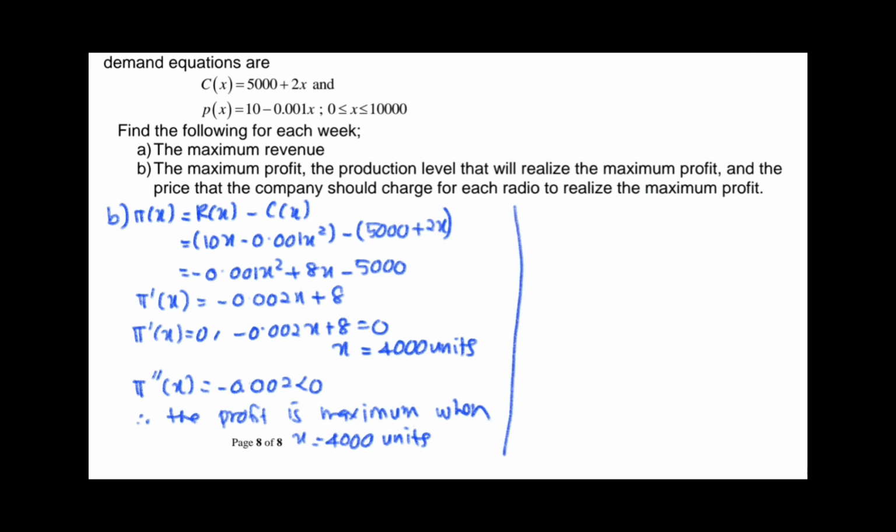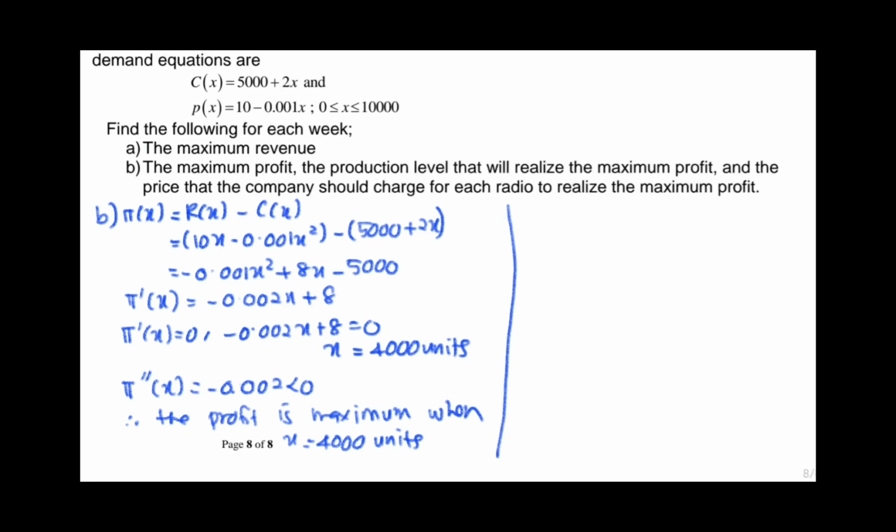And then the question asks for the maximum profit. Then we have to find the maximum profit. The maximum profit is the profit when x equal to 4,000. Then we substitute x equal to 4,000 into the profit function. So we have negative 0.001 times 4,000 squared plus 8 times 4,000 minus 5,000.